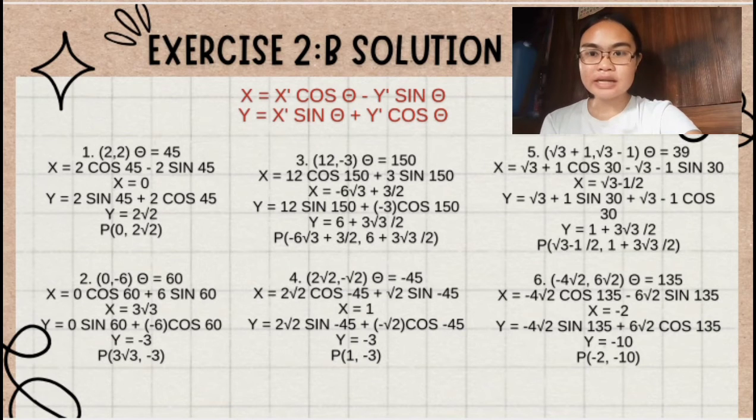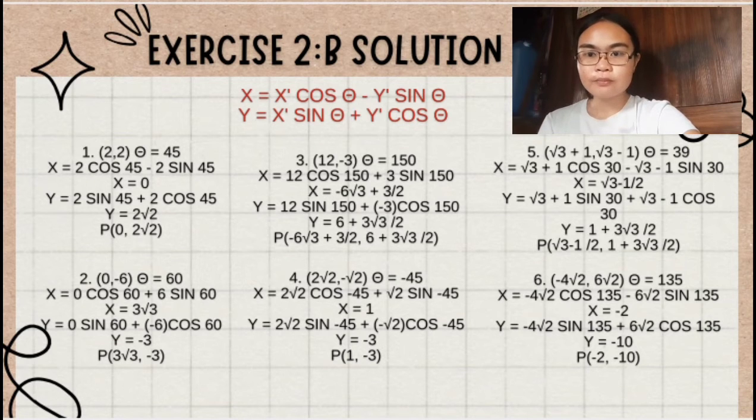So for number 1, the given P dash is 2 and 2 and the given theta is 45. So x is equal to 2 cos 45 minus 2 sine 45. So x is equal to 0. For y is equal to 2 sine 45 plus 2 cos 45. So y is equal to 2 square root of 2. So the answer for P is 0 and 2 square root of 2.